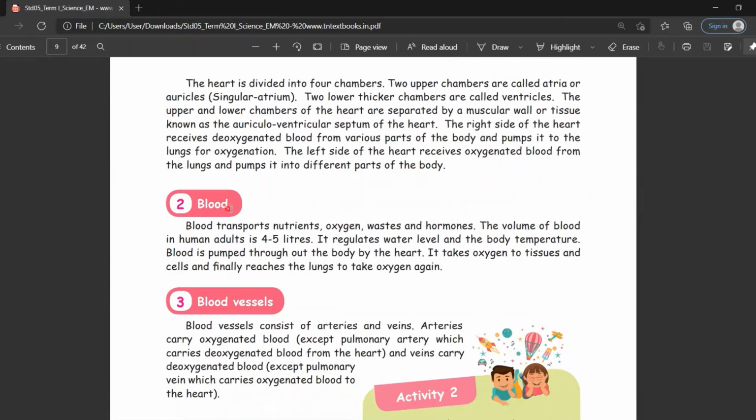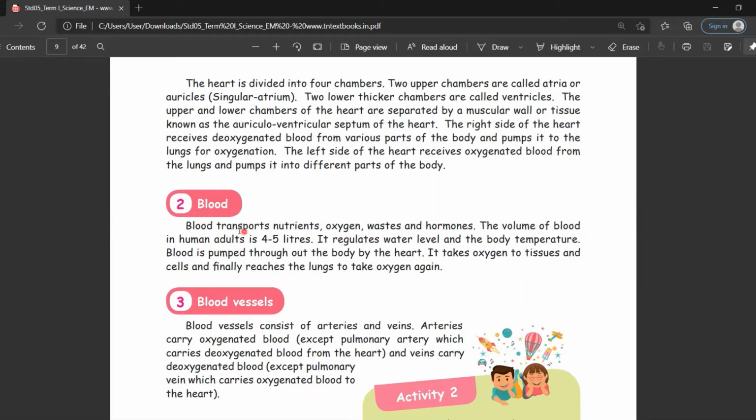The next one is blood. Blood transports nutrients, oxygen, waste, and hormones. The volume of blood in human adults is 4 to 5 liters.